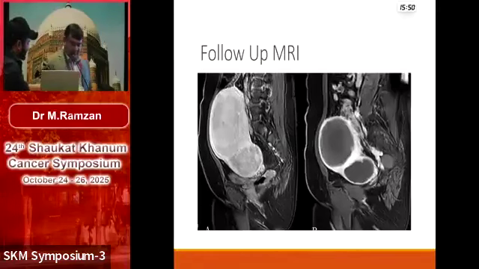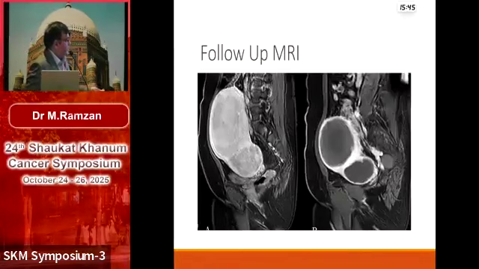Okay. So this is the pre-embolization, and you can see on the post-embolization follow-up, the fibroid is completely cystic and it's not enhancing.